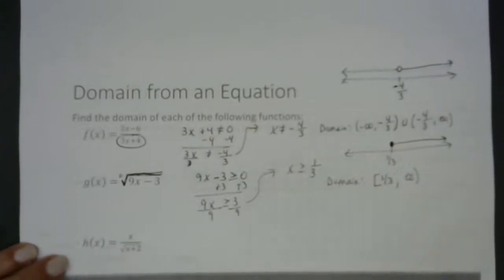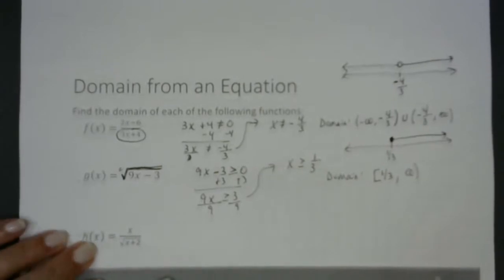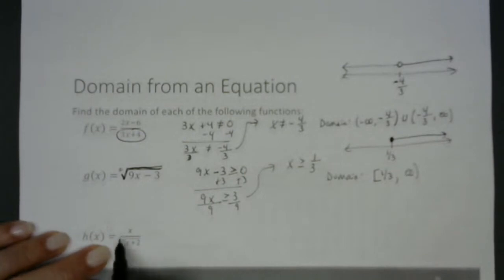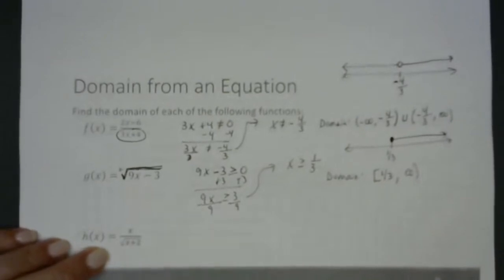Now this last example is kind of interesting. I don't see a logarithm there, but h of x is equal to x divided by the square root of x plus 2. So I have both exceptions being addressed in the same formula here, the same equation. So I've got to address both situations.